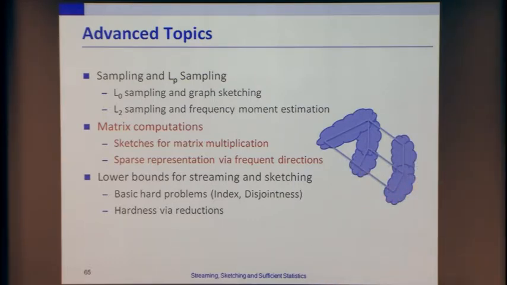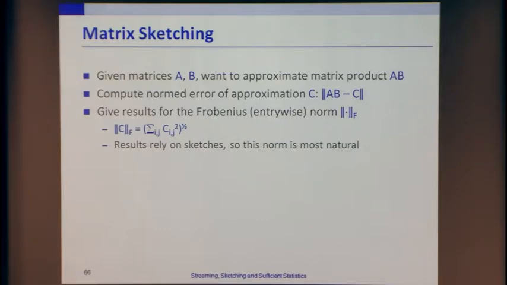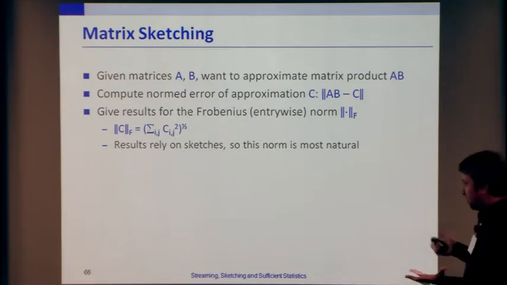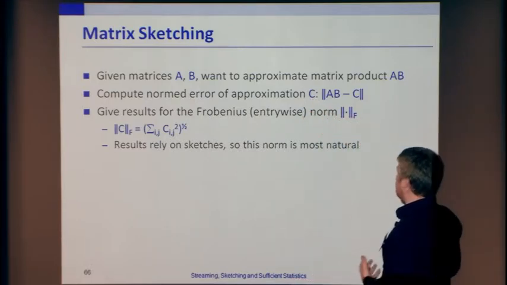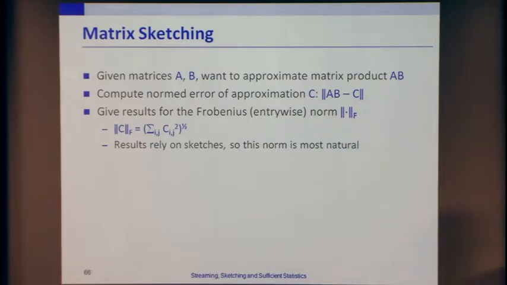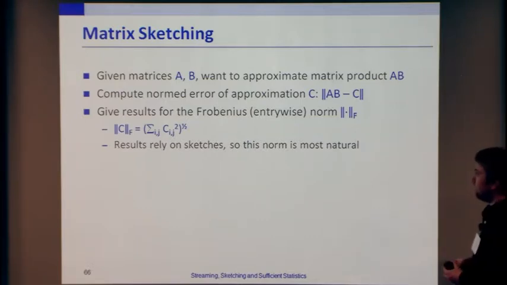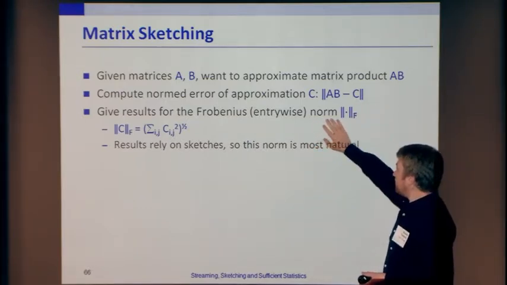Let me talk now about matrix computations and then move on to lower bounds. So what's the fundamental question in matrix computation? As we've heard already, the fundamental question is, given two matrices A and B, we want to approximate their matrix product AB. Well, how do we know how well we've done? If we're going to come up with some answer C, we're going to measure the error in terms of some norm. And mostly for convenience, that norm we're going to pick to be the Frobenius entry-wise norm.